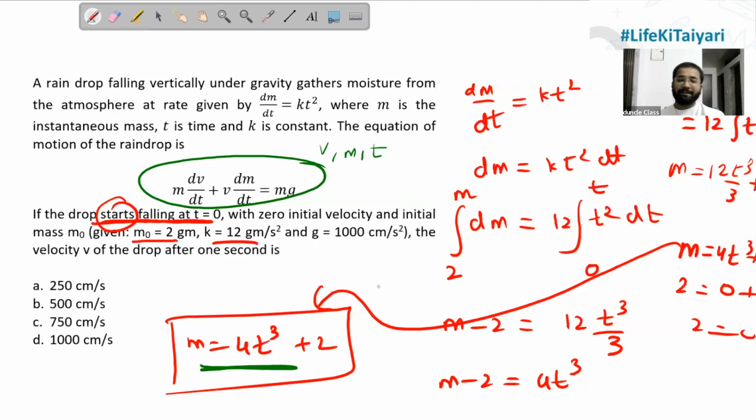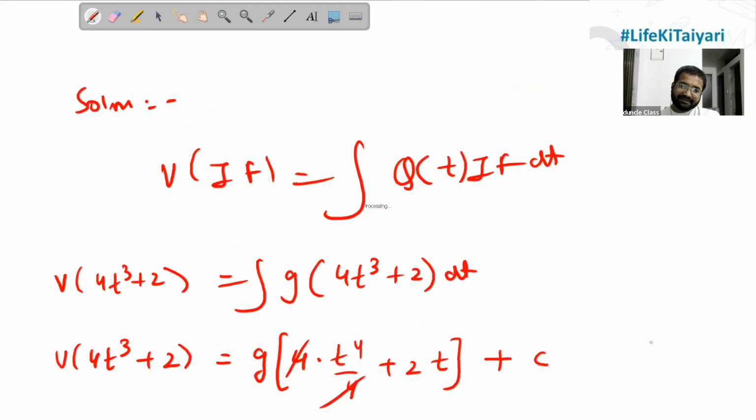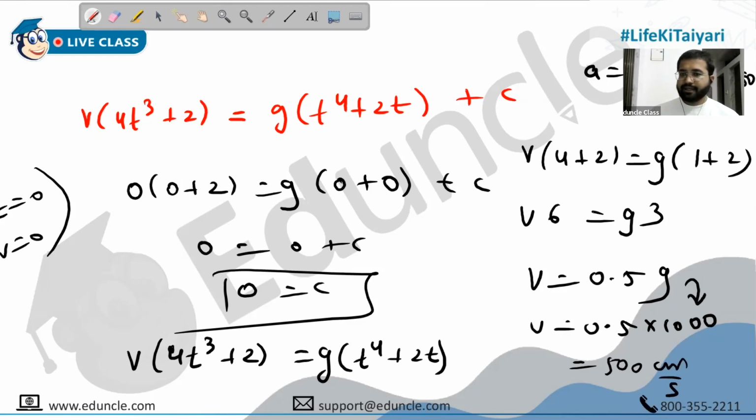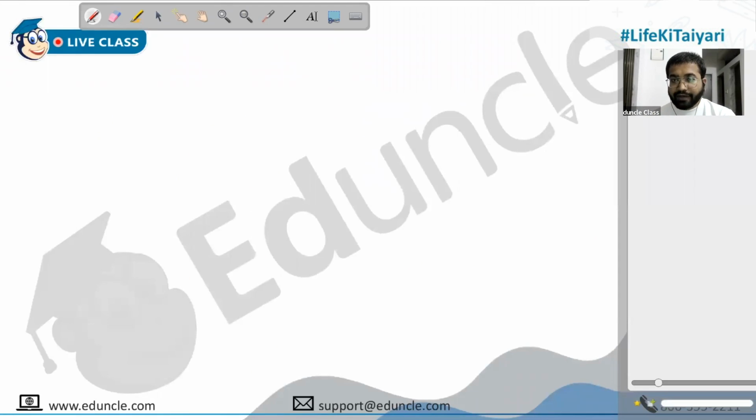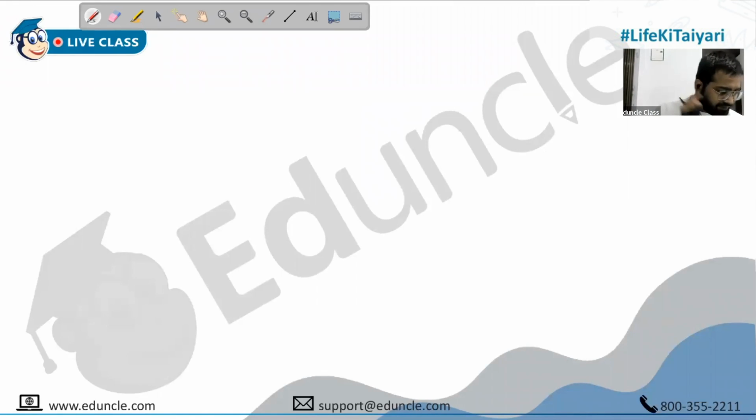Option B. Nicely done. So with this, we complete the whole classical basic part. I mean, this variable mass is also done, and I don't think I have questions anymore left related to this. Good. So now we have to start with central force, people.